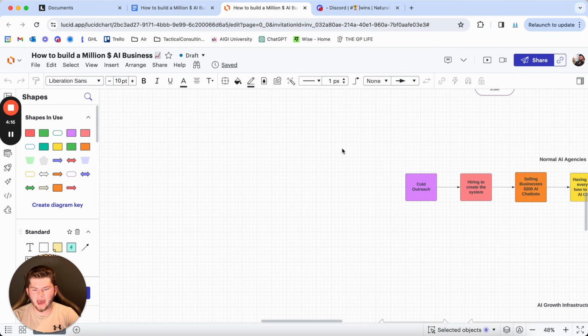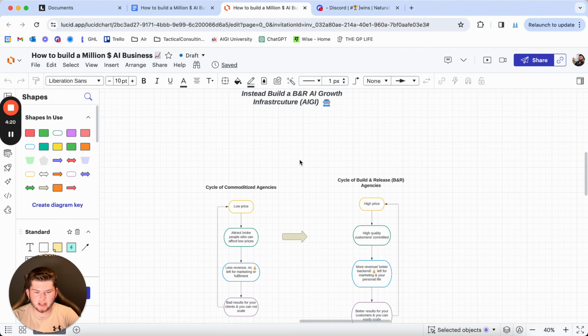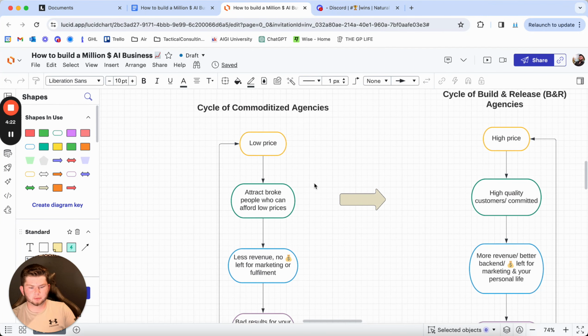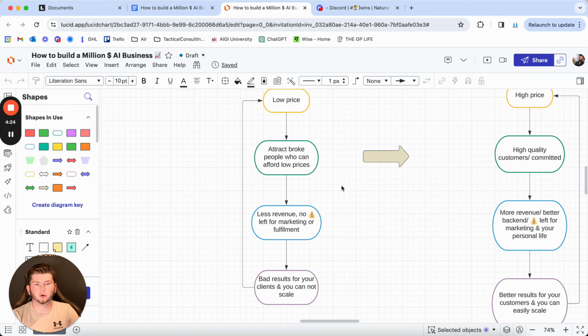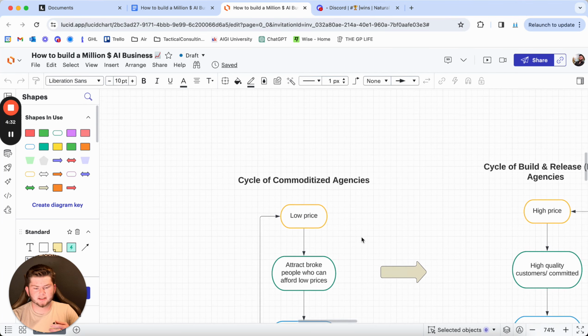Now, when we look at the low-ticket agency versus a high-ticket agency, you're going to find that a low price attracts very broke people who literally cannot afford these prices, meaning less revenue or no money left for marketing and fulfillment, and bad results for your clients, and it's a never-ending cycle.